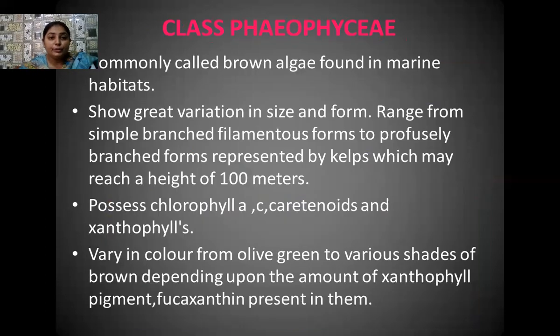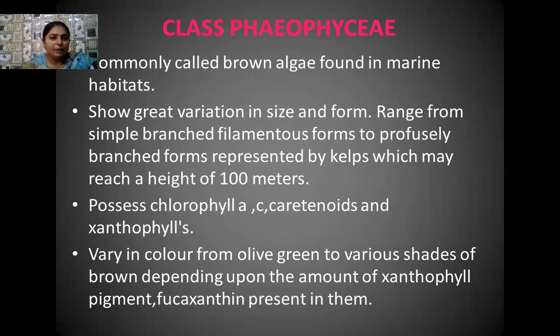Yes, student, we are going to study the characteristics of the class Phaeophyceae. Members of the class Phaeophyceae are commonly known as the brown algae. They are found in marine habitats. They show great variations in size and form. They range from simple branched filamentous forms to profusely branched forms, which are represented by kelps. And these kelps can reach a height of 100 meters.